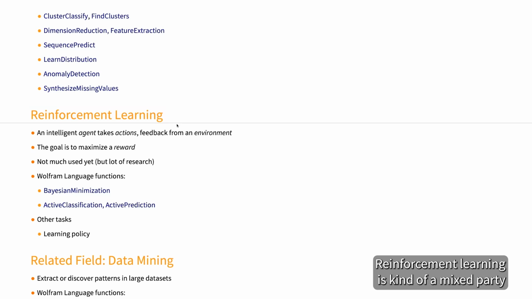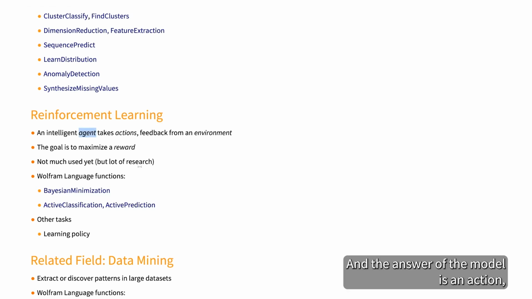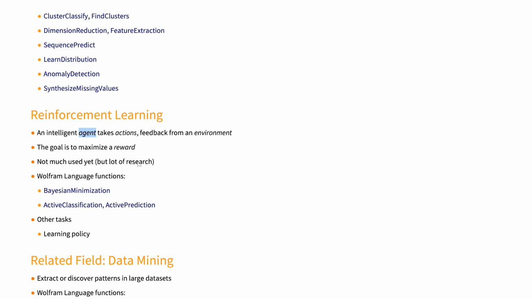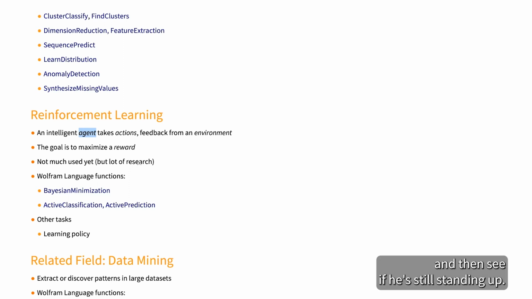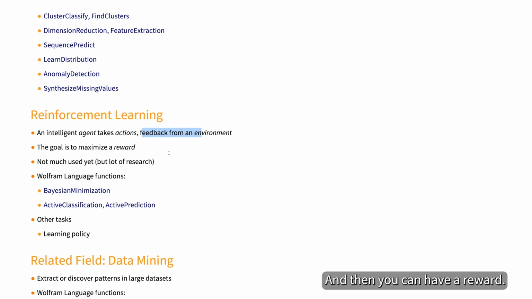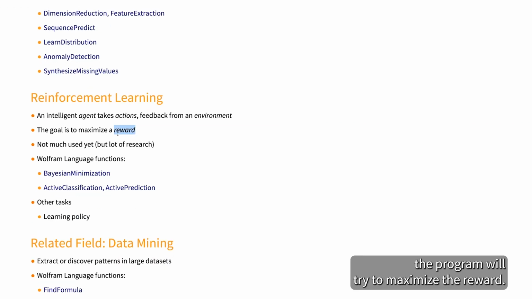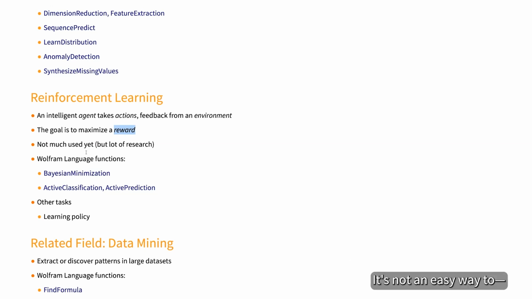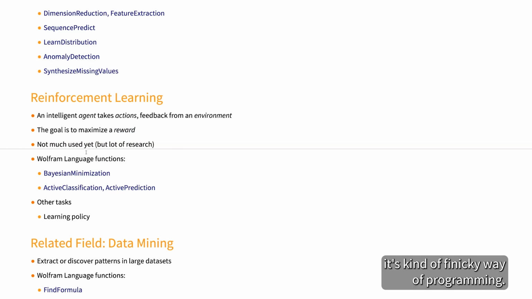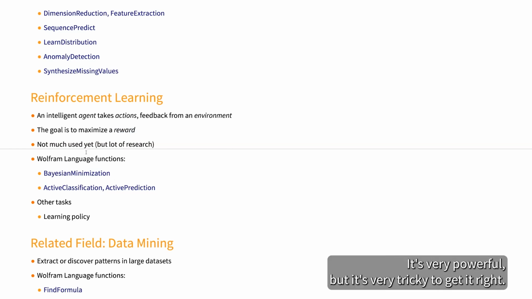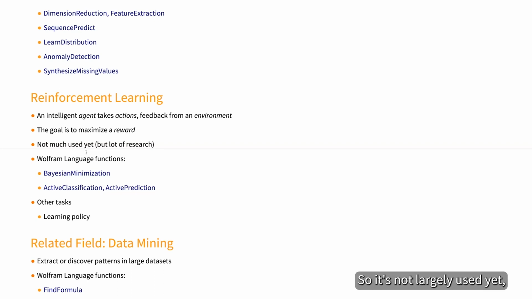Reinforcement learning is kind of a mixed paradigm where the model is typically called an agent, and the answer of the model is an action. Imagine a robot that needs to learn how to walk. It will try to move and then see if it is still standing up. So it needs a form of feedback. There's no right or wrong answer; there's feedback from an external environment. And then you typically have a reward. For example, I need to stay upright for a certain amount of time, or I need to reach the other side of the room. In this case, the program will try to maximize the reward. It's a finicky way of programming. It's very powerful, but it's very tricky to get right. So it's not largely used yet, but there's a lot of research on it.